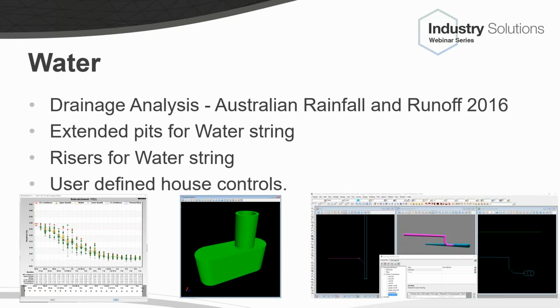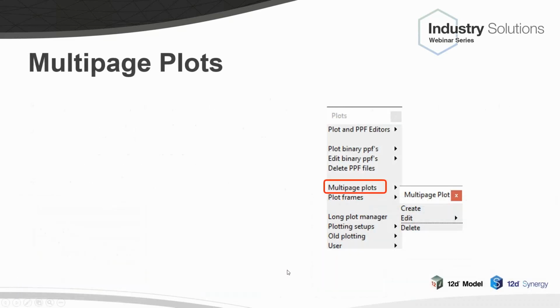And you also can now have user-defined house controls. So that allows people to make up their own and make it much more accurate, where we used to only have the 6 of them. There's a myriad of other things in water, but I'll let the people who know what they're talking about go through those in the main when they put on other webinars.